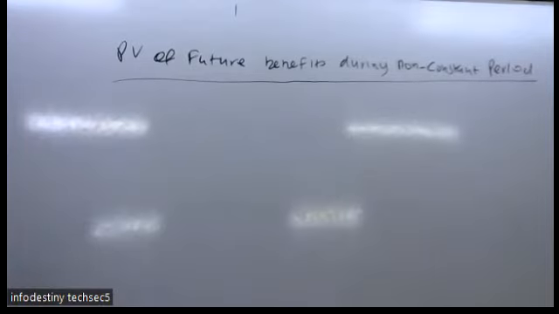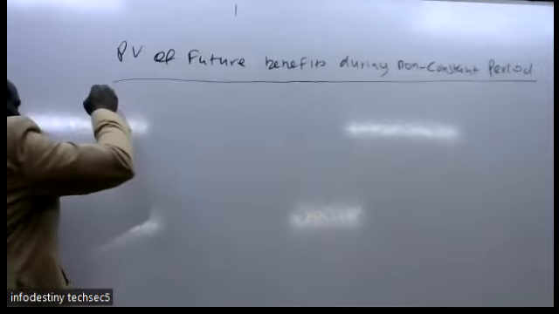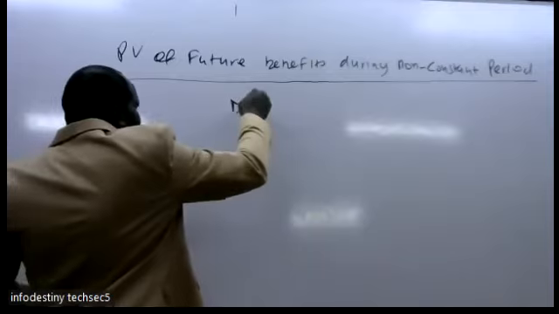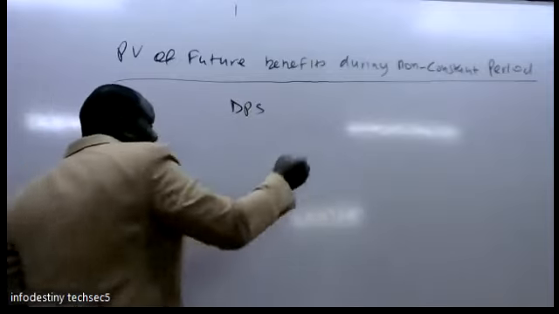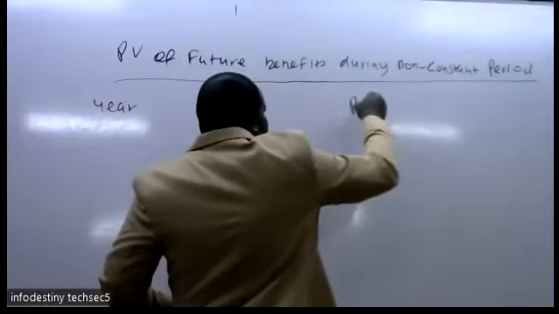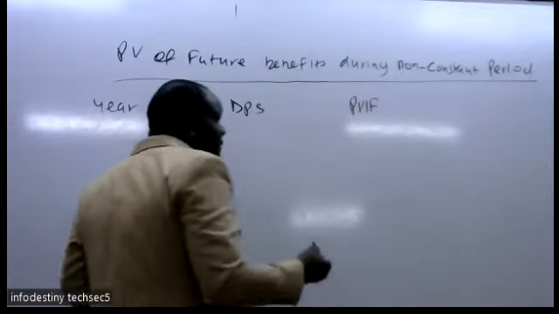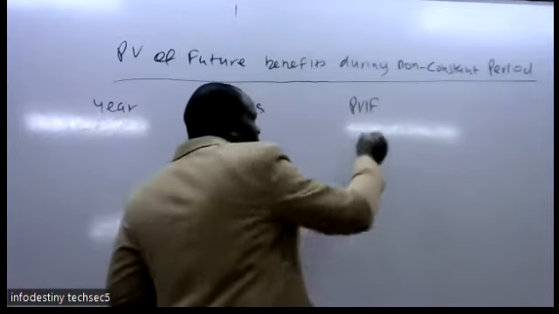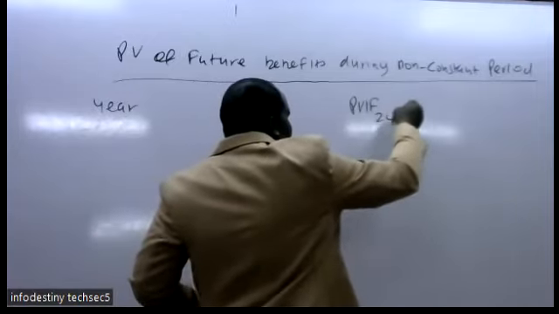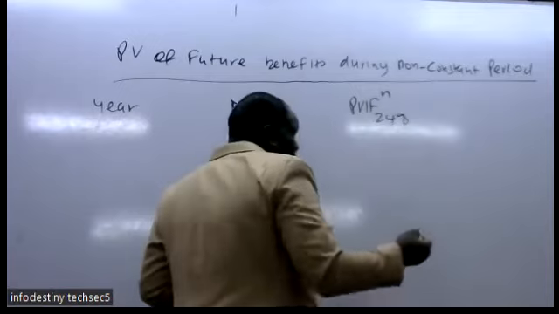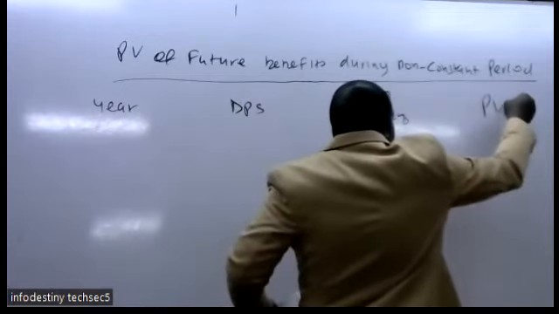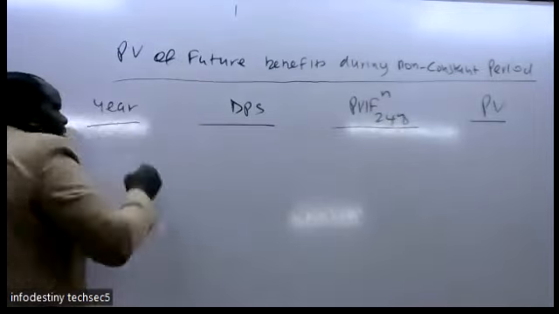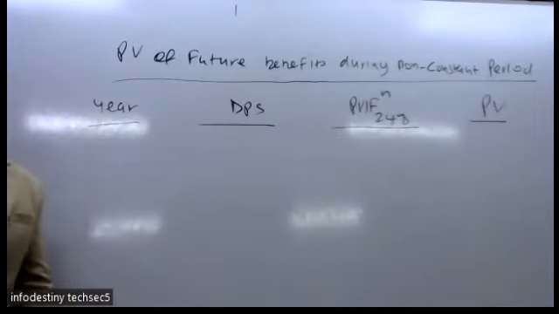So we shall be having the year, then dividend per share, then the present value interest factor. The cost of capital is what you have just calculated. You are saying it is 24%. That is our discount rate. Then we get the present value for that.